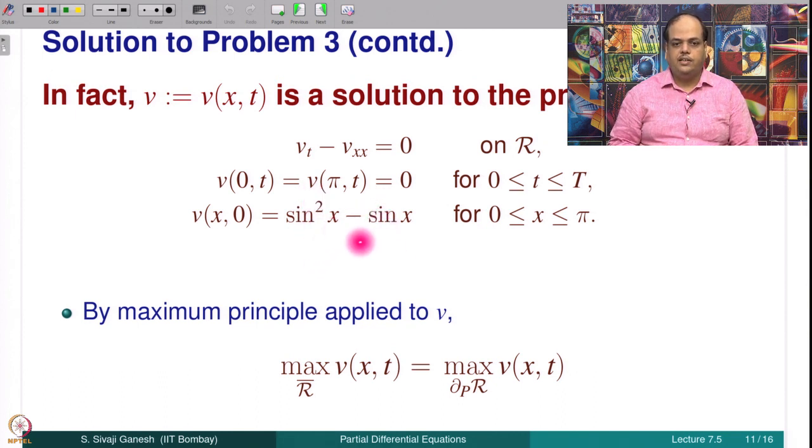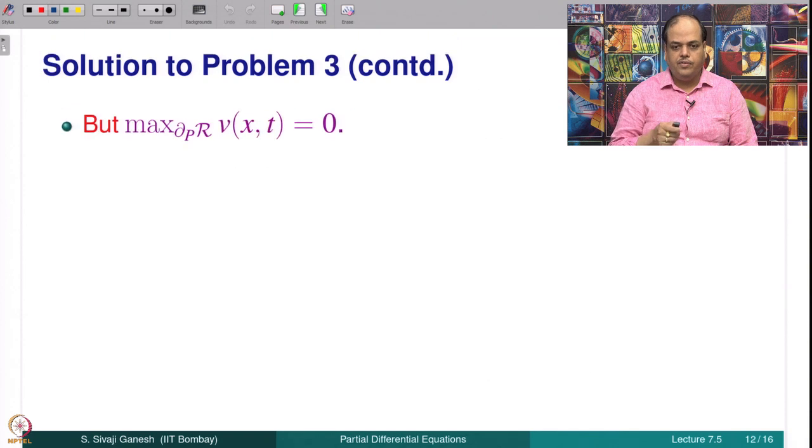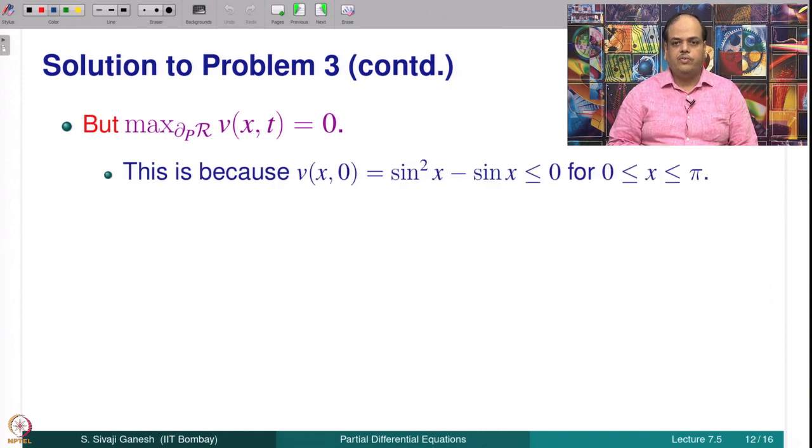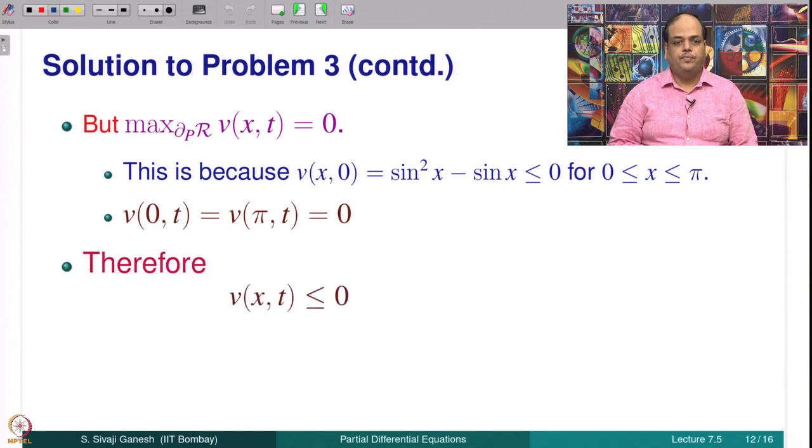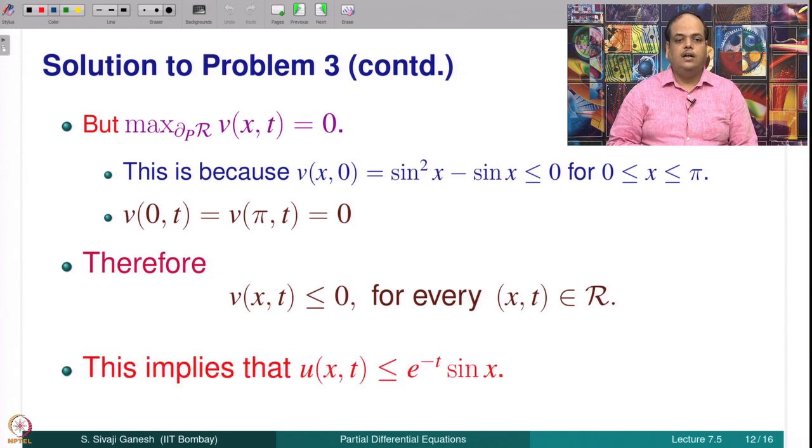Sin square x minus sin x is always less than or equal to 0 on this interval. Why? Because sin x lies between 0 and 1. That is the reason. So, the maximum of v on this is 0. This is because v of x, 0 is sin square x minus sin x, that is always less than or equal to 0. And v of 0, t and v of pi, t, both of them are 0. Therefore, v of x, t is less than or equal to 0 for every x, t in R, that implies u of x, t is less than or equal to e power minus t sin x. This is what we wanted to show.